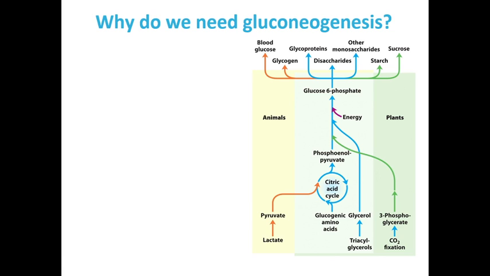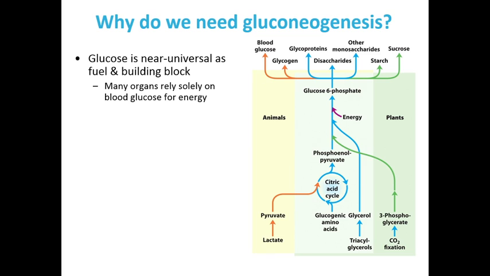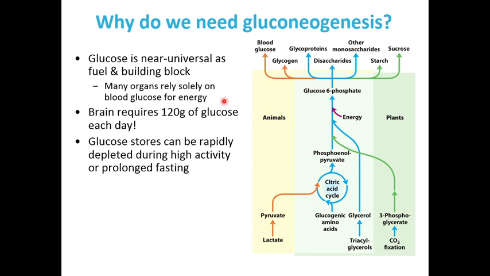Why do we need gluconeogenesis, you may ask? And it is a really good question. Glucose is near universal as a fuel and a building block. Many organs rely solely on blood glucose for energy. The brain, on the other hand, requires about 120 grams of glucose each day. That is a lot of glucose. Glucose stores can be rapidly depleted during high activity or prolonged fasting.